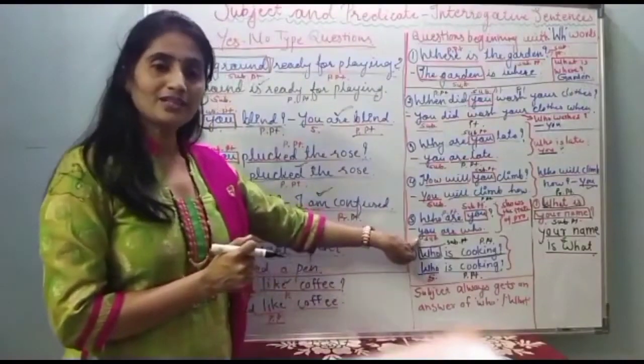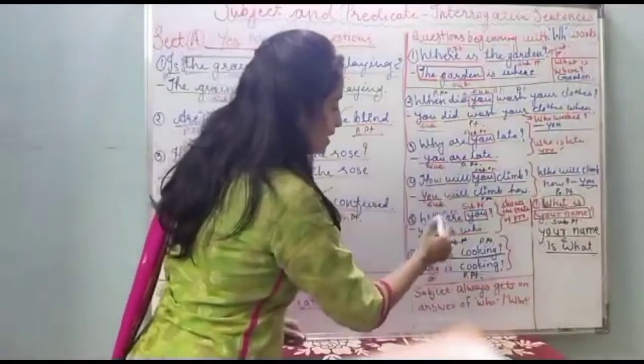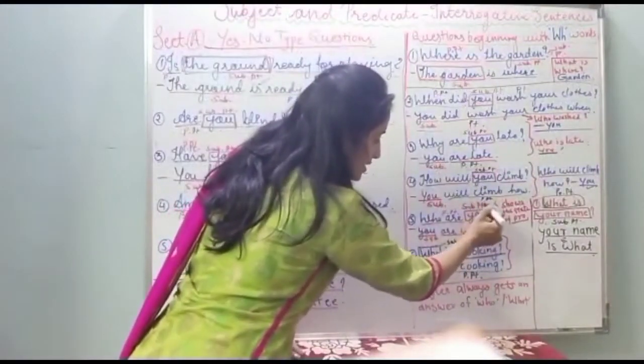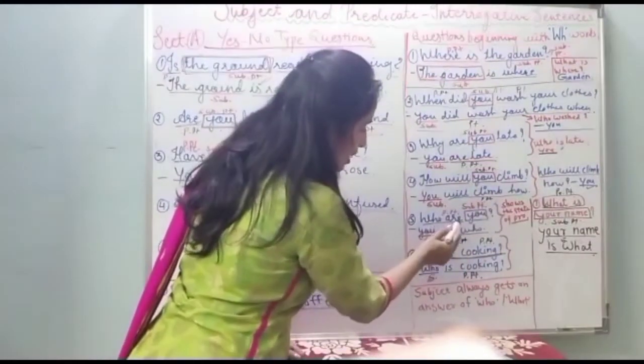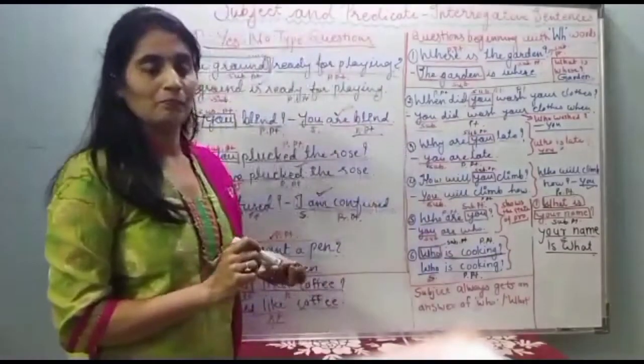Can you identify the subject in this sentence? Yes, the subject is you, and so you can say that you is the subject part and are who means here who are is the predicate part.